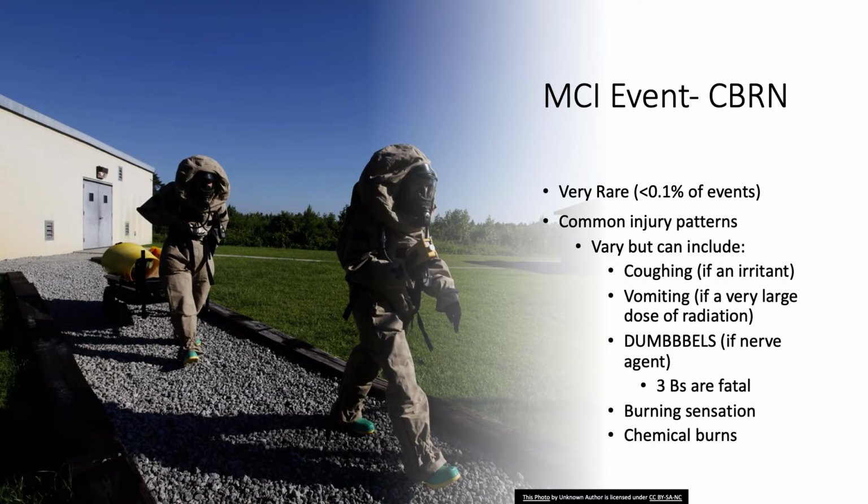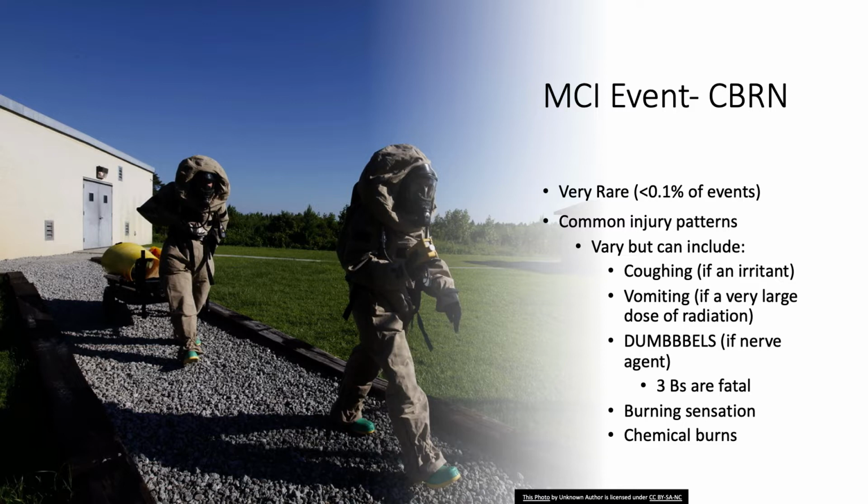Perhaps the scariest of the MCI events we could encounter is luckily the rarest, which would be a CBRN event. These are very rare. Less than 0.1% of all mass casualty events involve CBRN. And even of those, most of the time the injuries are from an explosion, not the actual CBRN itself. Injury patterns on these are going to vary wildly depending on what it is. They can include coughing if it's an airborne irritant into the lungs, vomiting if it is a radiation-related event and you've had a large dose. It can include a burning sensation if you've gotten something on your skin, as well as chemical burns.